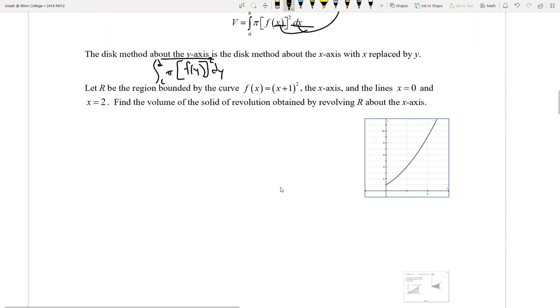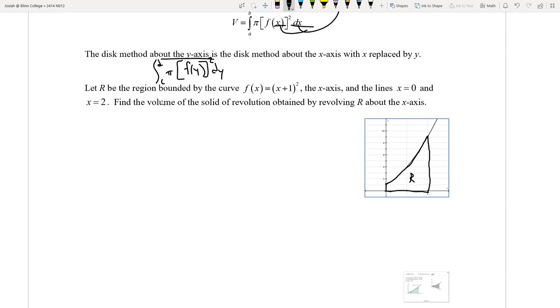Right, so let R be the region bounded by the curve, and we've got a standard parabola. It looks like it's been shifted left by 1, and so that's the image that we have here as well. It's already given for us. We're also bounding it by the x-axis, the lines x equals 0 and x equals 2. So we'll go ahead and draw those out. And so this in here is our region R.